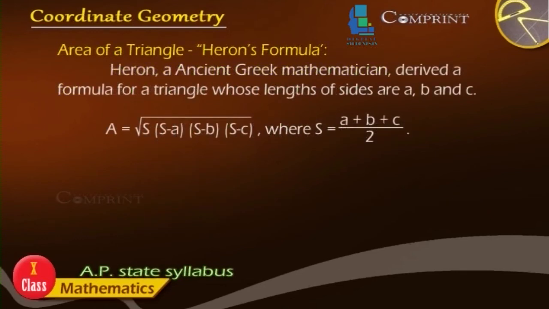Area of a triangle: Heron's formula. Heron, an ancient Greek mathematician, derived a formula for a triangle whose lengths of sides are a, b and c. A = square root of s into (s - a) into (s - b) into (s - c), where s = (a + b + c)/2.